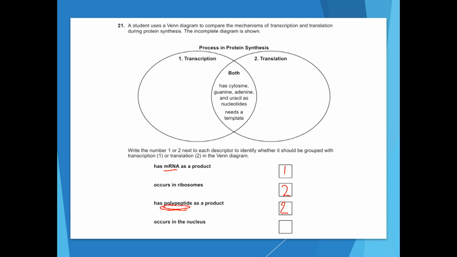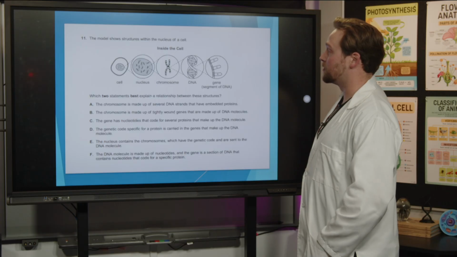And then the last one there says occurs in the nucleus. Well, transcription occurs in the nucleus. Remember, DNA is in the nucleus, and we're copying the DNA, and so the mRNA is made in the nucleus. Okay, so that should have been the correct answer for that one. Great work. Let's move on to the next one.